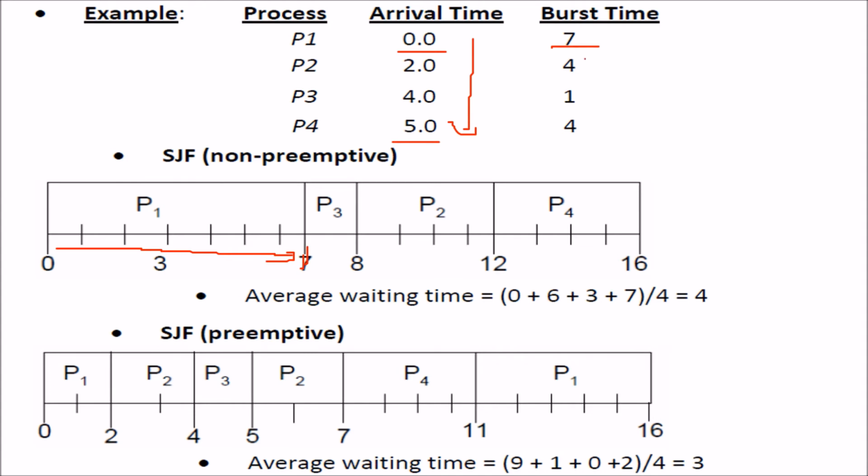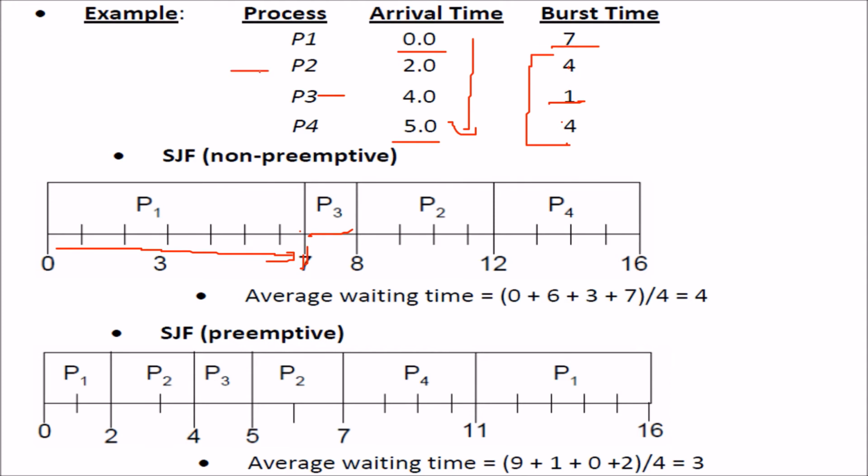Now for the next in sequence, we will see whichever has less time, or will execute in lesser time. That is P3, so we'll take P3. It will take 1 time. This is done. Now again we'll see which one has to be taken. 4, 4. Which one is less? Both are the same.